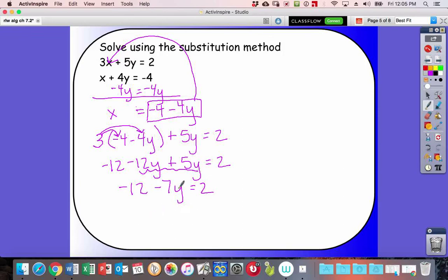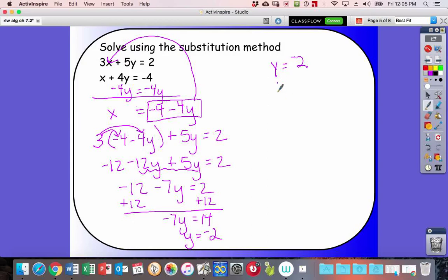Okay, I need to get y by itself. So I'm going to add 12 to both sides. I get negative 7y equals 14. Now I need to divide both sides by negative 7, and I get a negative 2. So if y is equal to negative 2, how do you know what x is?